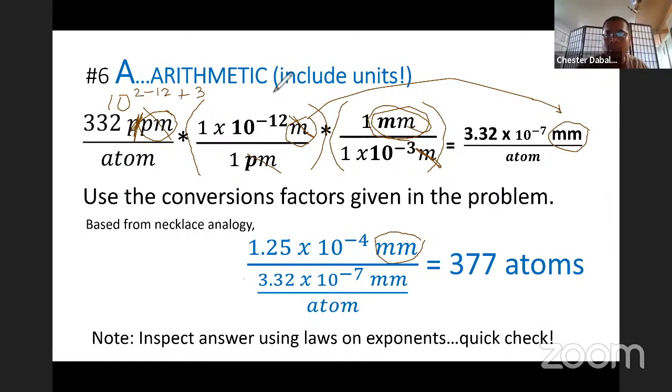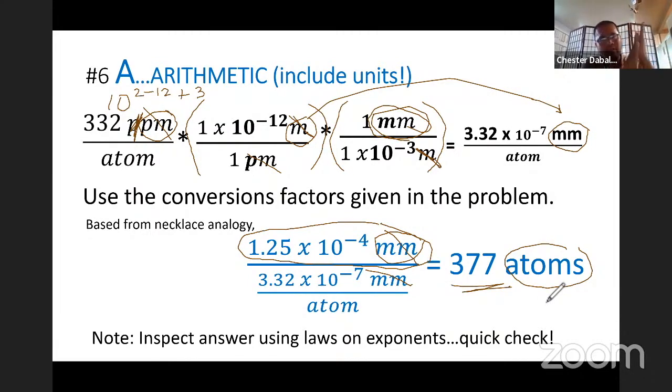So we can solve the problem now. This is the thickness, 1.25 times 10 to the negative 4 mm, divided by 3.32 times 10 to the negative 7 mm per atom. Now, look, the mm cancel. So the initial conversion is needed first. Then this is 1 divided by 1 over atom. So the units will be in terms of atoms. So the answer is 377 atoms. What does this mean? The wafer-thin thickness of the gold foil has 377 atoms across it.